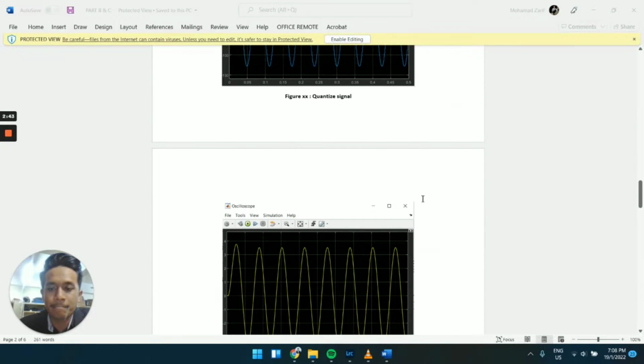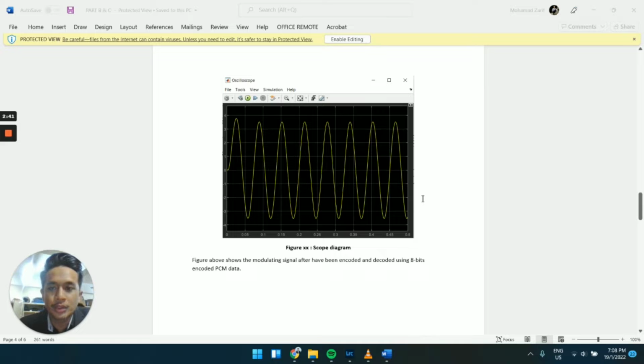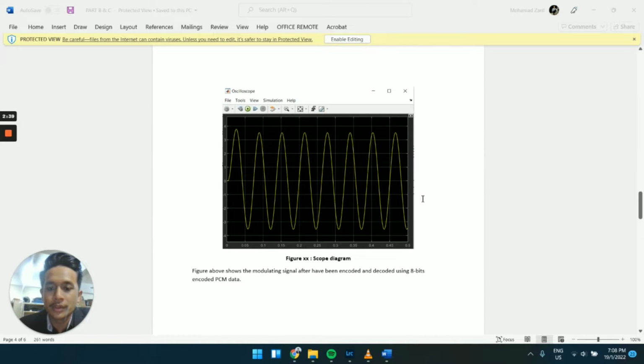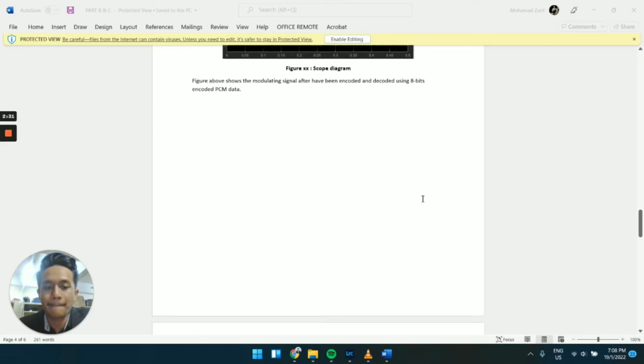And then this is the oscilloscope for the 8-bit. The figure above shows the modulation signal after it has been encoded and decoded by using 8-bit encoded PCM data.